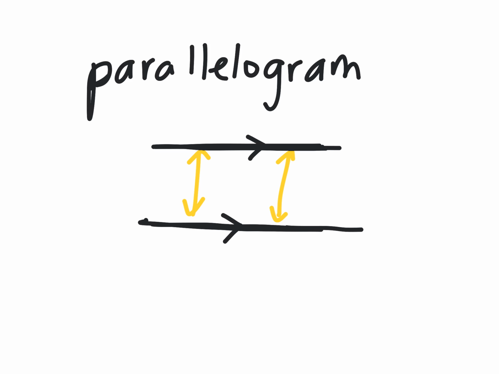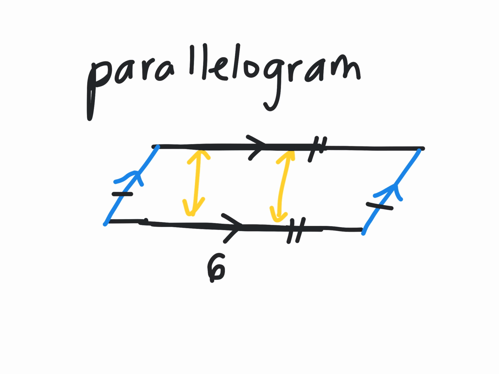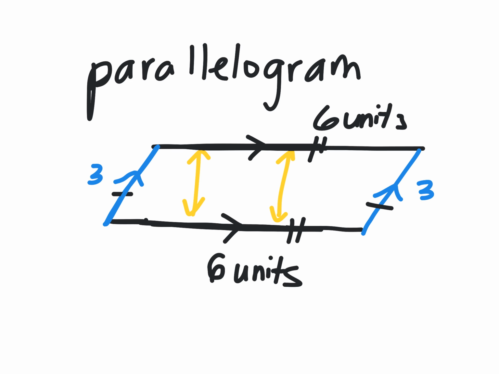And, hold on, let me just do this. The other two opposite sides are also equal in length and they're also parallel. So they're the same distance apart. Okay, so these two sides are equal in length and these two sides are equal in length. So if this side is 6 units, which other side would be 6 units long? Yep, good, this would be 6 units. And let's say this one is 3 units. This one would also be 3 units long.